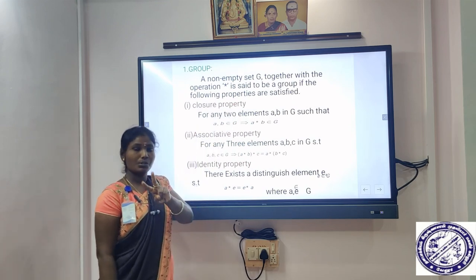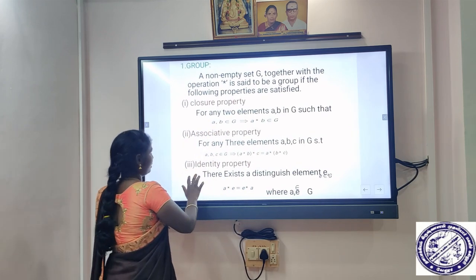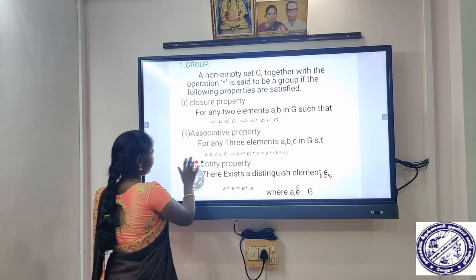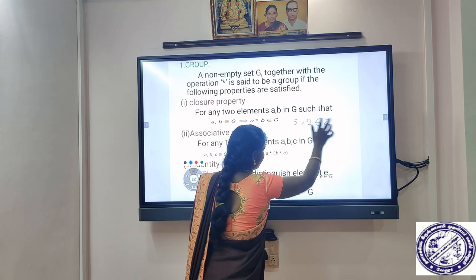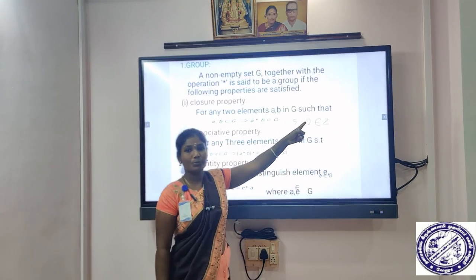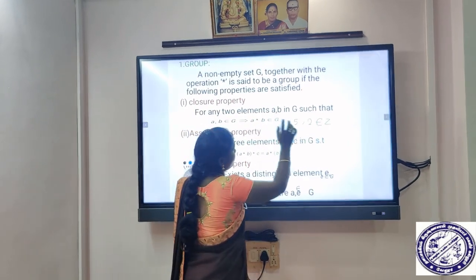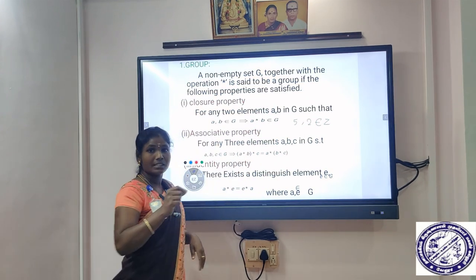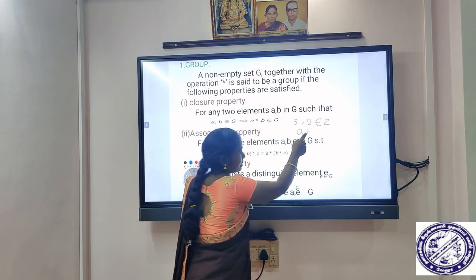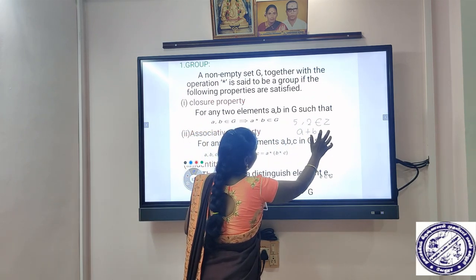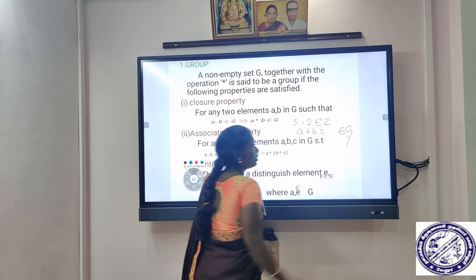I can choose two elements a, b. First I choose two elements in the given set Z: 5, 2, which belong to the given set Z. So 5 and 2 are elements in the given set. So the condition of closure property is a star b. G is a group with the addition operation, so the operation is plus. So a plus b, which is equal to the given value, belongs to G.